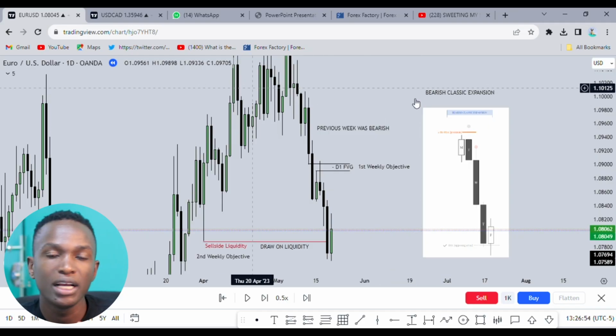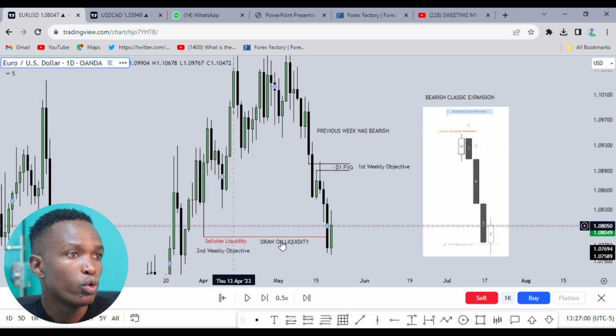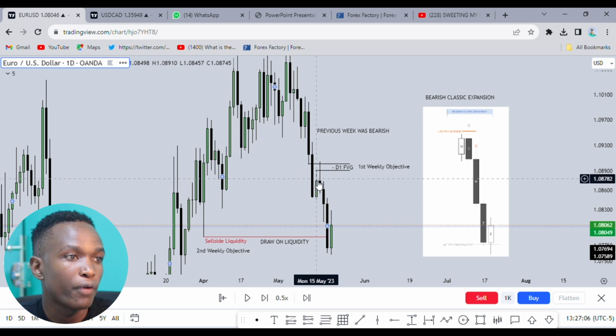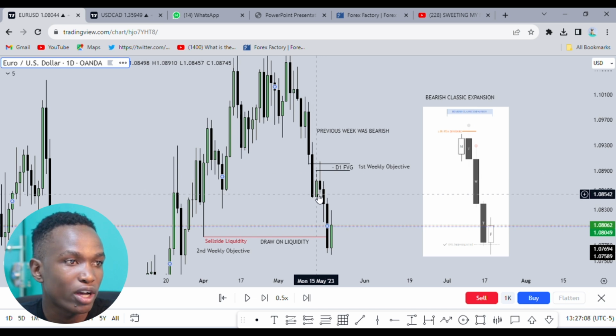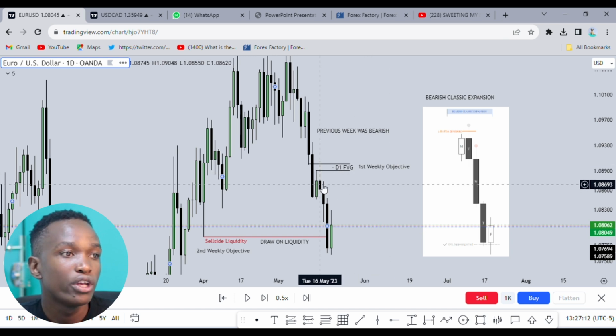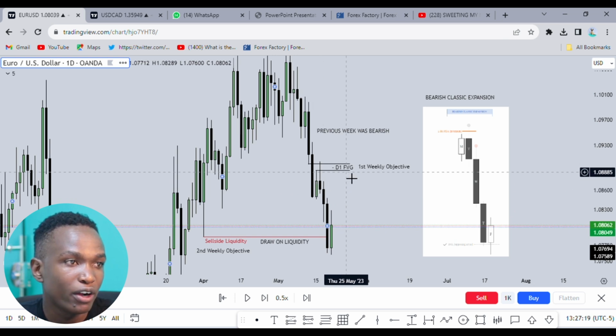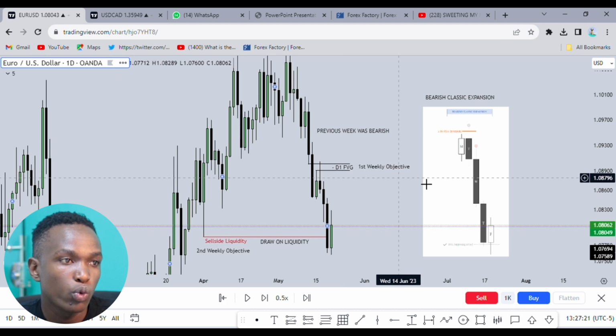With me is the chart of the bearish classic expansion. You can clearly view this, that this was our previous week, which was bearish. And if I move this, you can clearly see that our Monday was bullish. After making our first weekly objective, we started getting, this was our Monday. Then it came into our daily fair value gap to do our first weekly objective.